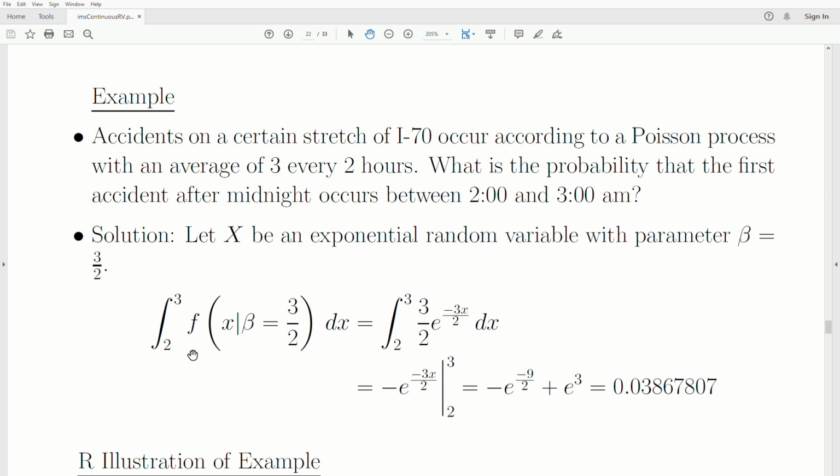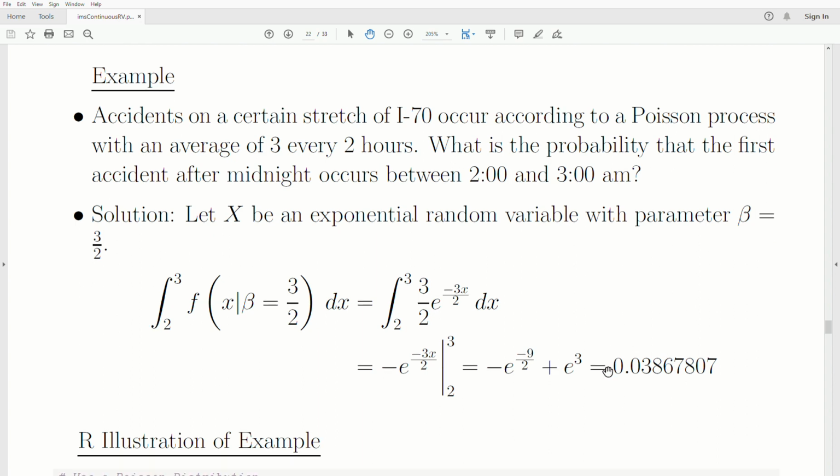So we take the integral from 2 to 3 of an exponential distribution with beta equal to 3 over 2. Take the antiderivative, and you get minus e to the 3x over 2. Substitute in 3 and 2, you get e to the minus 9 over 2 plus e to the minus 3, which is this value here, 0.0386. That's the answer. Now we're going to do an R illustration of this.